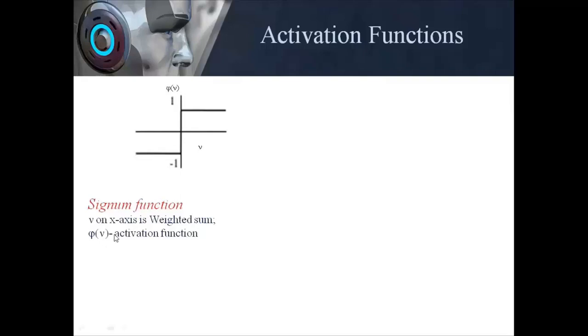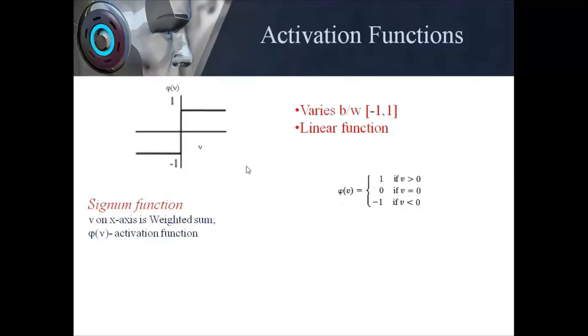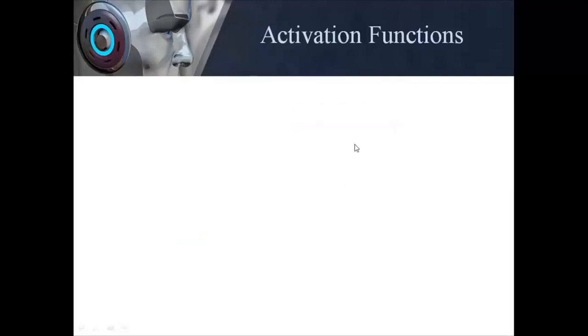This is also known as the signum function or the sign function because it is going to give my output as a sign. Again, it can be expressed as: if my summed output with the threshold or the bias, whatever has to be applied, that is already applied, is greater than 0, output is 1. If it is 0, output is 0. If it is less than 0, output is minus 1. So it allows my output to vary between -1 and 1, and it is a linear function.